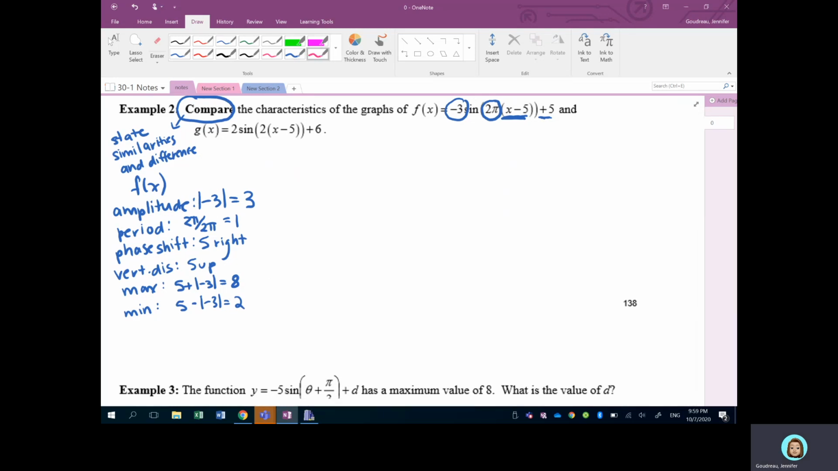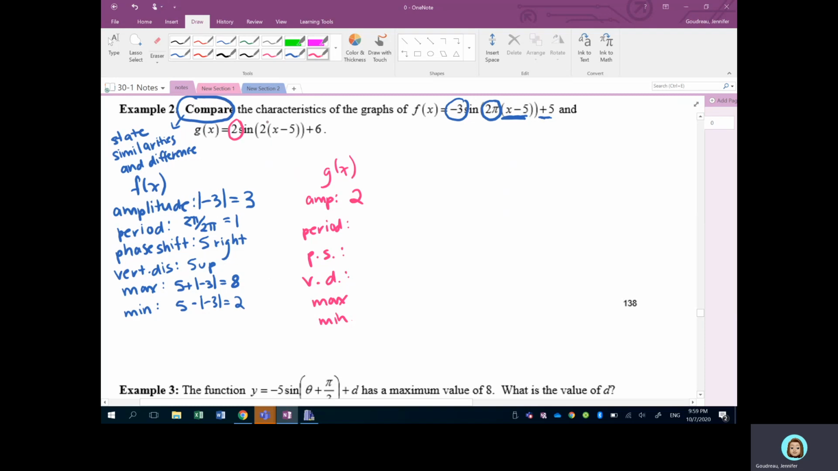Okay, let's talk about g at x. We're going to look at those same characteristics: the amplitude, the period, the phase shift, the vertical displacement, the maximum, and the minimum. The amplitude for g at x comes from its A value, which is 2. We don't need to worry about absolute value there because it's not negative.